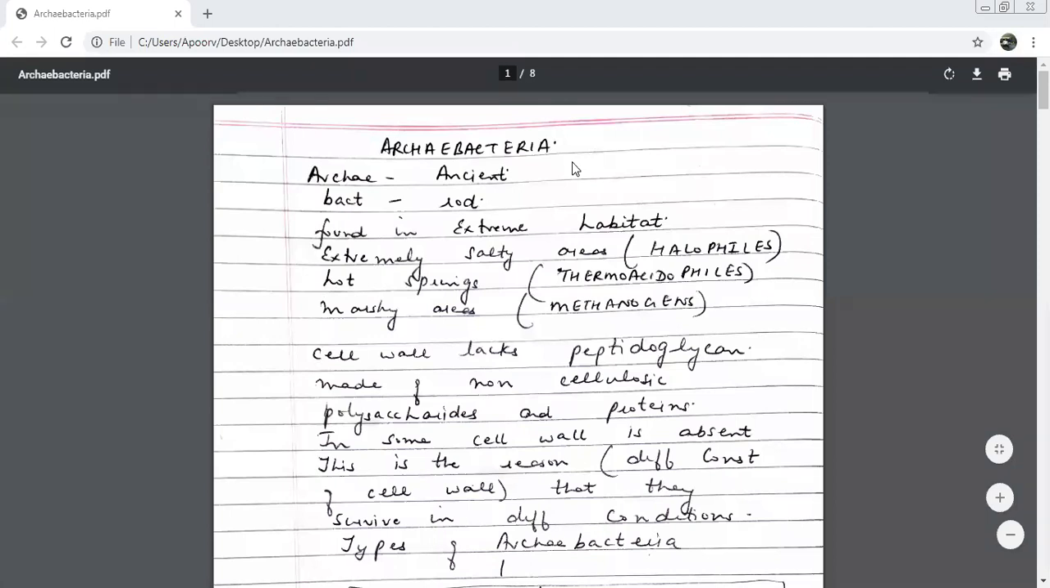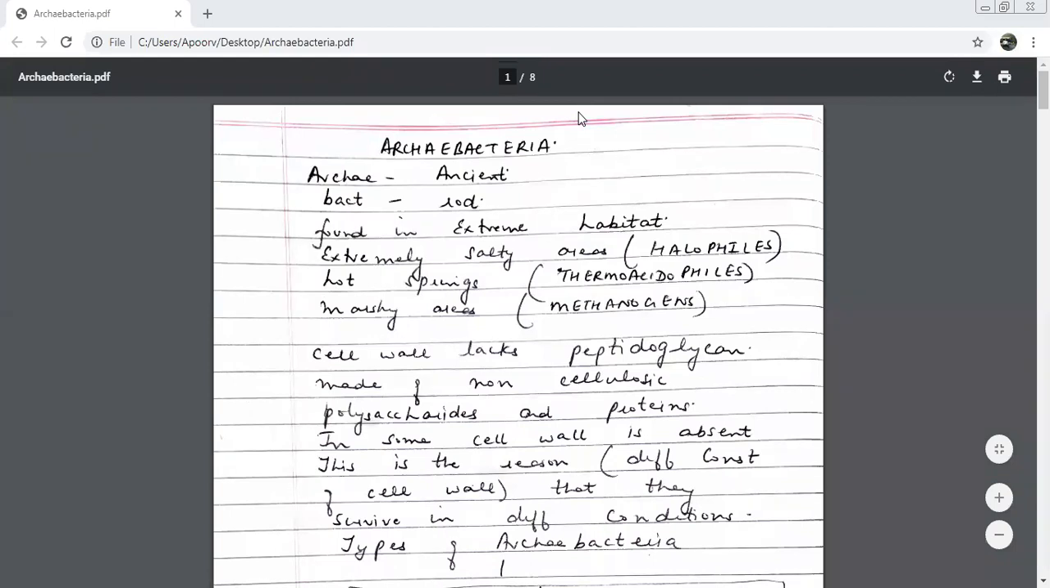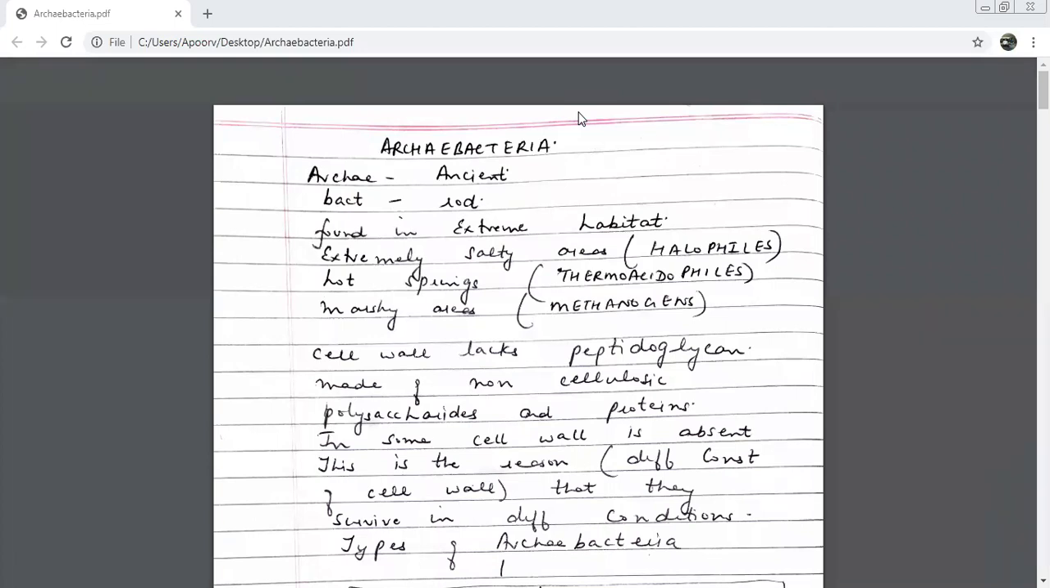Look at this word: archae, and bact means rod. So the word archaebacteria comes from two words, archae and bact. What does the word archae mean? Ancient. Bact means rod. What does the word bact mean, children? It is rod. So ancient rods: archaebacteria.